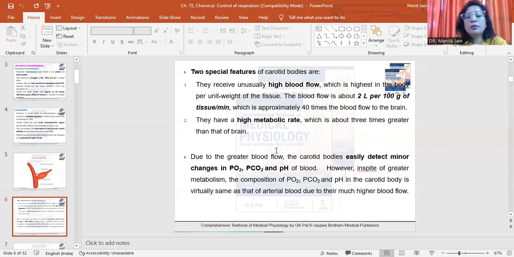Due to this greater blood flow, the carotid bodies easily detect minor changes in the PO2, PCO2, and pH of the blood. So these important characteristics enhance its function. Any minor change in the values of the partial pressure of oxygen, partial pressure of carbon dioxide, and pH of blood will be easily detected by the carotid bodies because of the highest blood flow.